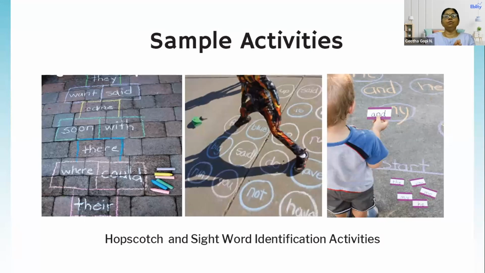So you don't even have to use chalk to write it down. You can draw the basic template and then use flashcards where they have to jump. You can have it as a game. Use a whistle, jump, or say a word, or you hold up a word and they have to read it and find and jump to the exact word and so on. Again, all these employ active student engagement and these help learning better.